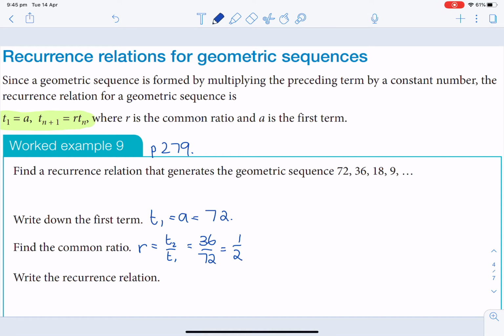All I do from there on in is substitute. Using the formula at the top, T1 equals A, and my A value is 72. T of n plus 1 equals 1/2 times T of n. Meaning all we're doing is starting off with the number 72, and every number thereafter we're just halving. So 72 times 1/2 gives you 36, times 1/2 gives you 18, times 1/2 gives you 9, times another half, you'd end up with 4.5, 2.25, and so on and so forth.